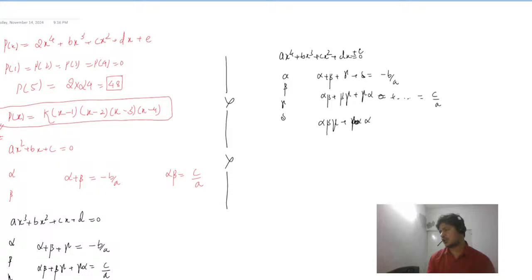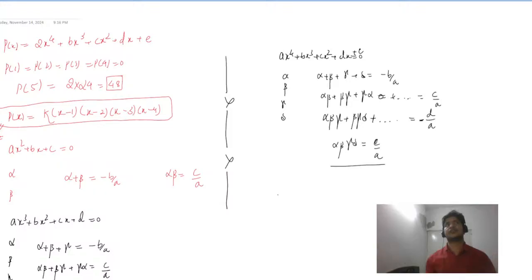So, suppose the question is asking what is the coefficient, if you are having the alternate sum, 3 in pairs and 4 in pairs. Suppose we write a_n x to the power n plus a_(n-1) x to the power n minus 1 plus a_(n-2) x to the power n minus 2, like this. Then what will happen here?